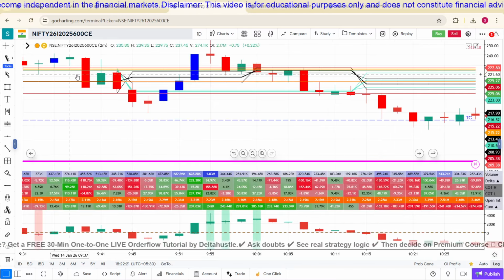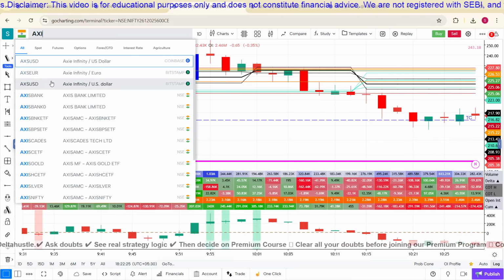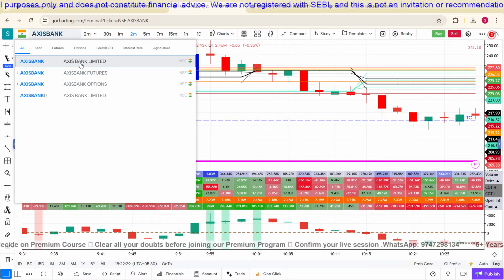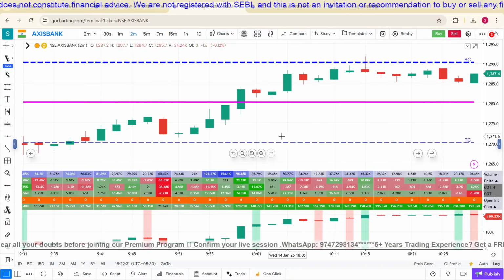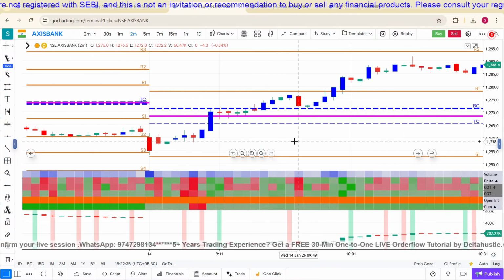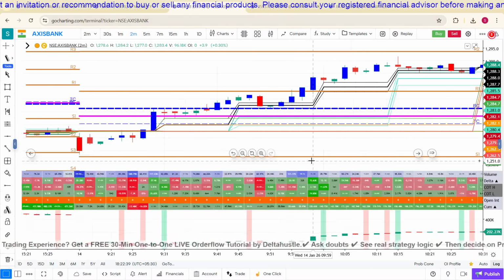And this is the thing. We can take Axis Bank for some stocks, then we will go to index. Axis Bank, today's. It will take a little time. Okay, CPR came and yeah.